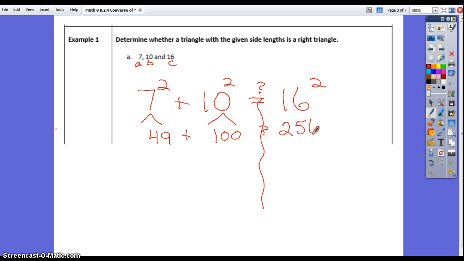Now what do I do? Do we minus 49? No. What should we do? Add. What do I get when I add those two? 149. And what's on this side? 256. Do they equal each other? No. So our answer is no. This is what you need to show for work on your worksheets for today. All right. Next one.